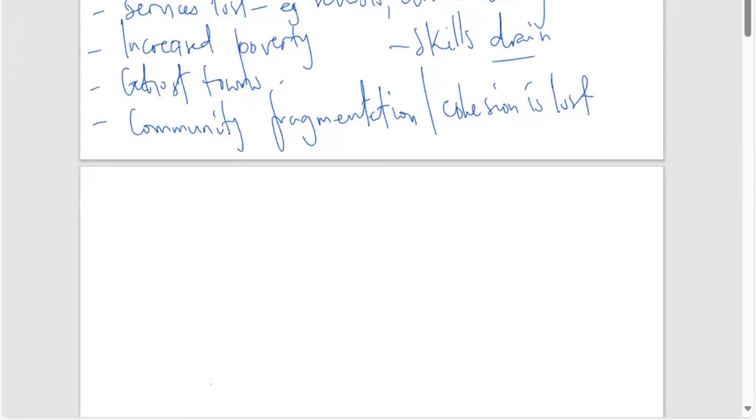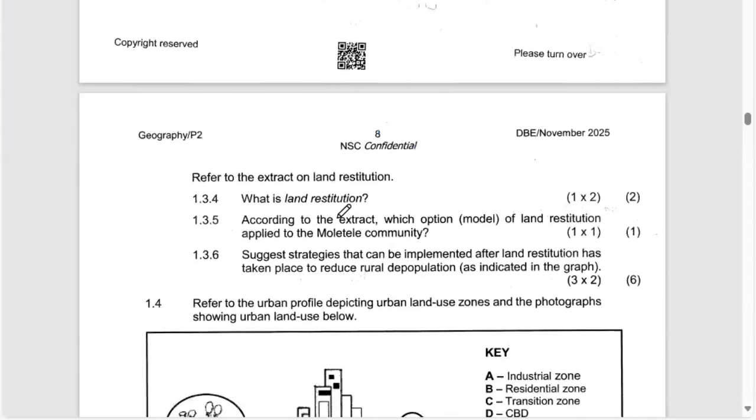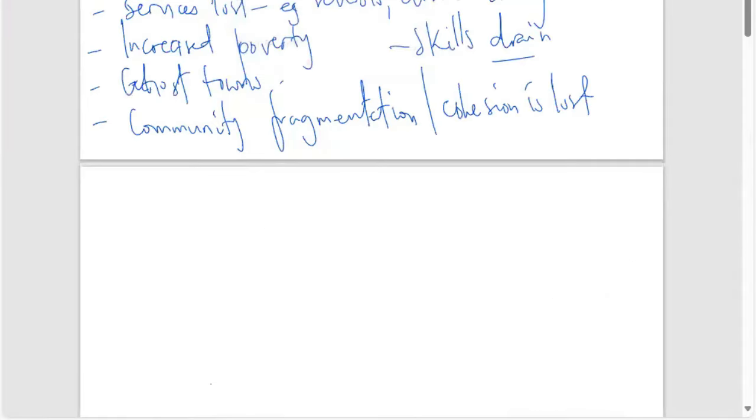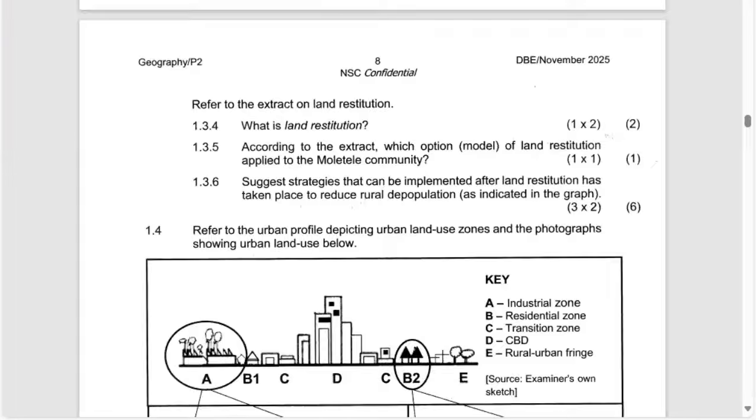Right, then we take the next question. Refer to the extract on land restitution. What is land restitution? That's the question. We are going to define it in very simple terms. We don't want to complicate life. That is question number 1.3.4.